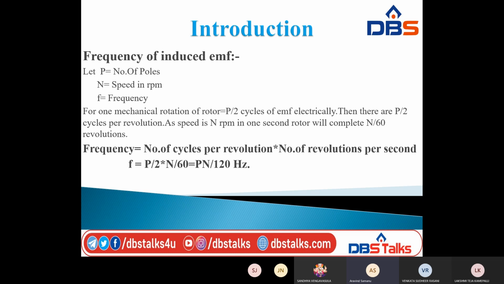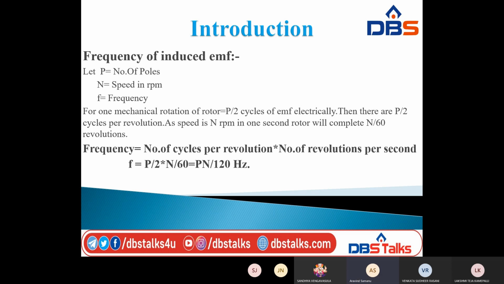As speed is in RPM, in 1 second the rotor will complete n by 60 revolutions. Here I am taking per second. That means if you want to take revolutions per second, RPS, we have n by 60 revolutions.